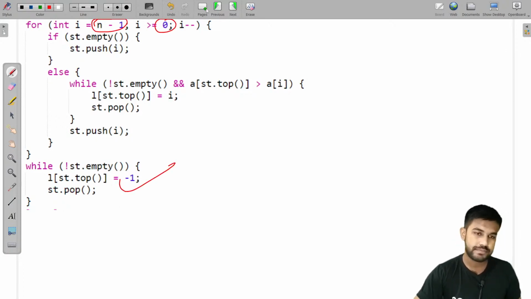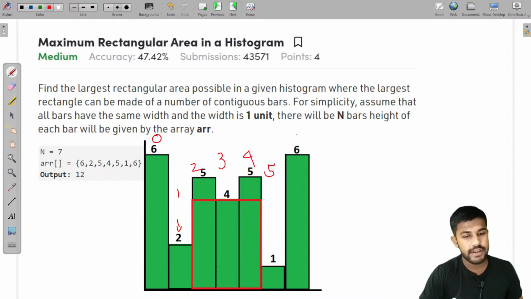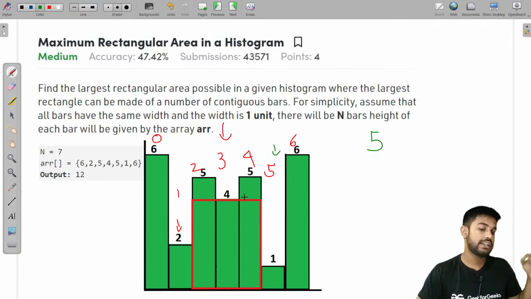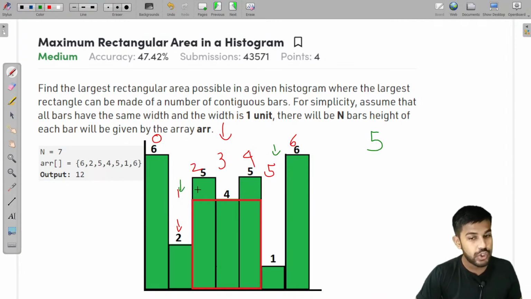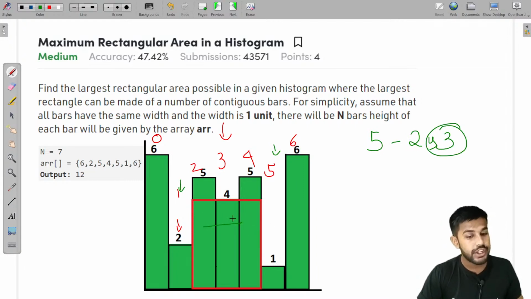Now suppose I know all the indexes 0, 1, 2, 3, 4, 5 and 6. After a little bit of observation, if I am at the current index 3, the next smaller element's index on the right is 5, and the next smaller element on the left hand side is 2. So 5 minus 2 is equal to 3, the breadth of the current element. This is how we would be doing it.